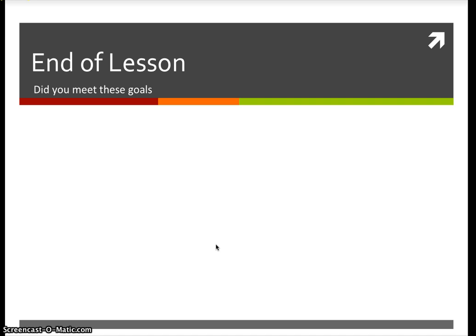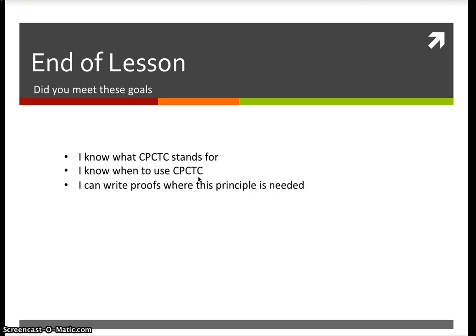Good. So, hopefully now you know what CPCTC stands for. It stands for corresponding parts of congruent triangles are congruent. Hopefully you know that you can use this to decide if parts of triangles are congruent after those triangles are in fact congruent. And we can use this to write proofs, usually at the end of the proof, after we've shown the triangles to be congruent. And this lesson also happened to review what alternate interior angles are and the distance formula. So good job!